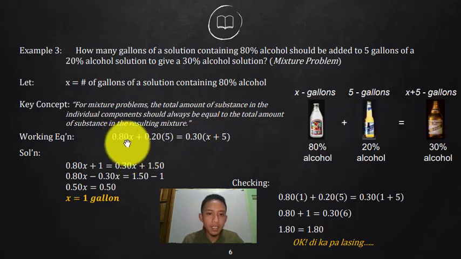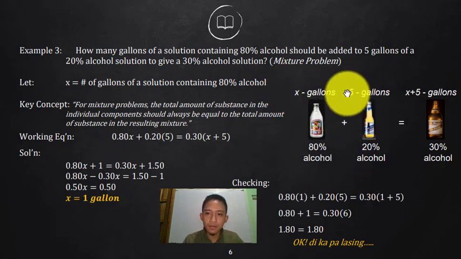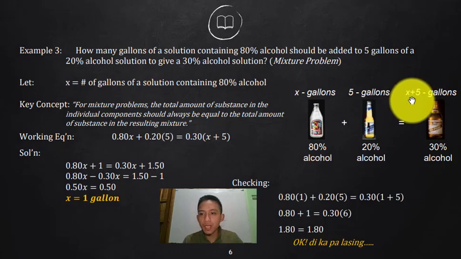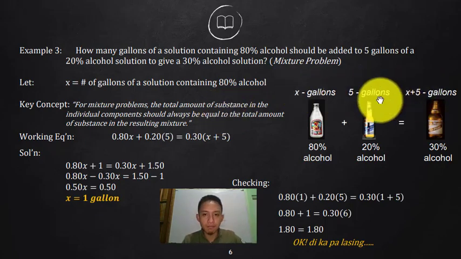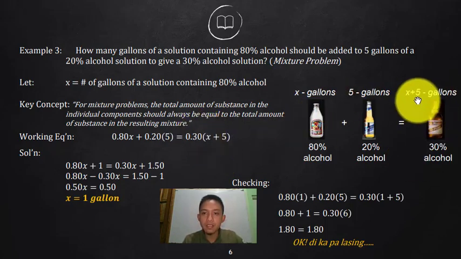80% in decimal is 0.8 of the X gallons, plus 0.2 of the 5 gallons. On the other side, that should be equal to 0.3 of the total. If I mix X gallons with 5 gallons, they just add, so the total amount will be X plus 5. The alcohol there is 30%, so 0.3 times X plus 5 gallons.